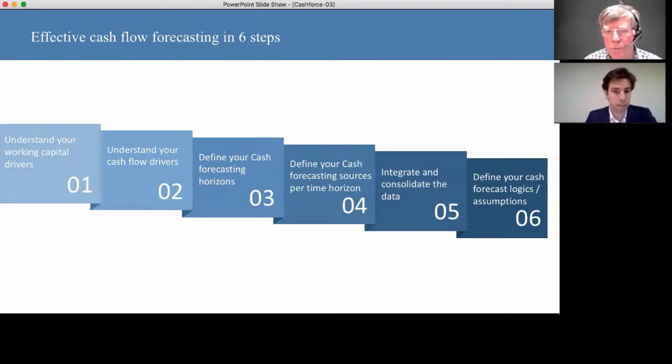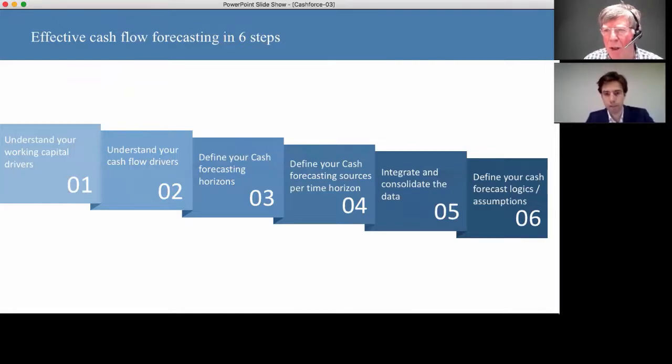I think the 6th step is where you put the cherry on the cake, where you apply logic to your forecast. And what does that mean? It means that you make a cash forecast just a bit smarter than just consolidating the data. And what do I mean with this? If you have a known customer payment behavior, you know that certain customers always pay late or always pay at a certain period of the month. You're going to take that into account, so you're making the cash flow forecasting more accurate.